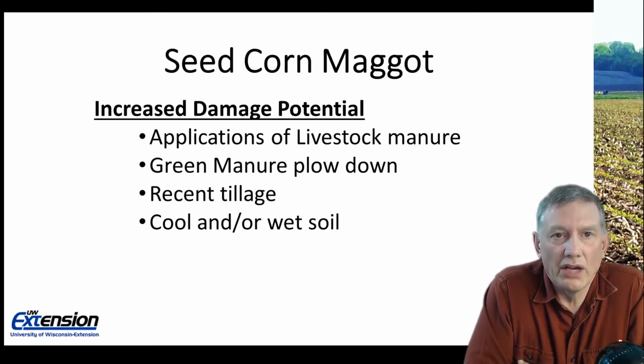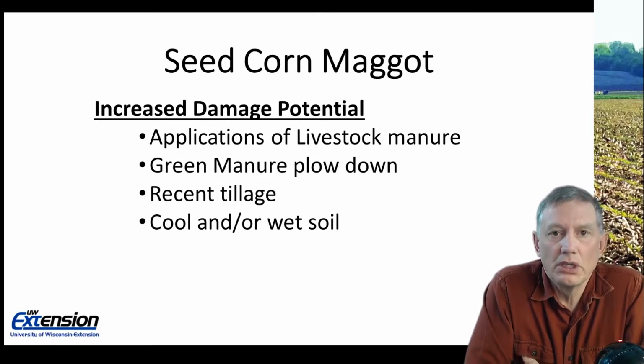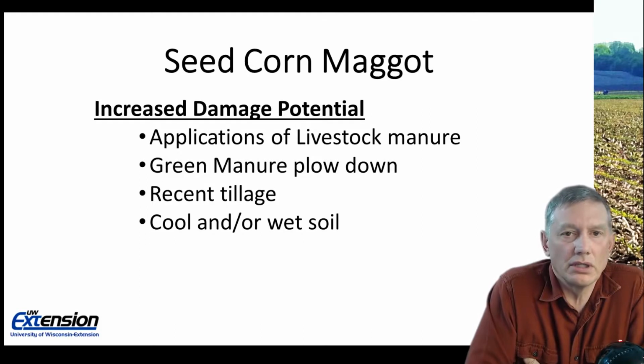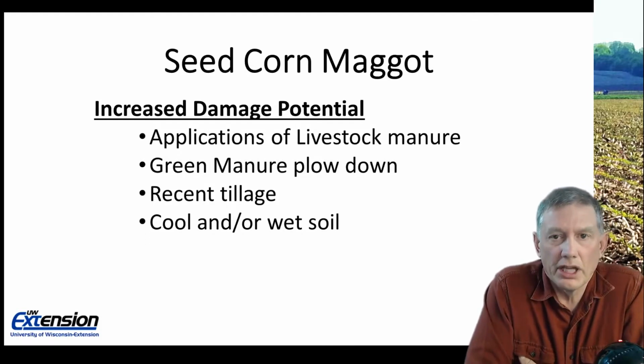Seed corn maggot will have increased damage potential when we are applying livestock manure to our corn, and also green manure as well. Those two types of, quote, manure can be very attractive and bring in a lot of adults to lay eggs. Also, anytime you till a field, that freshly tilled field can be very attractive to the adults, and you can start to see the adult fly flying around about a foot or 2 above the ground.